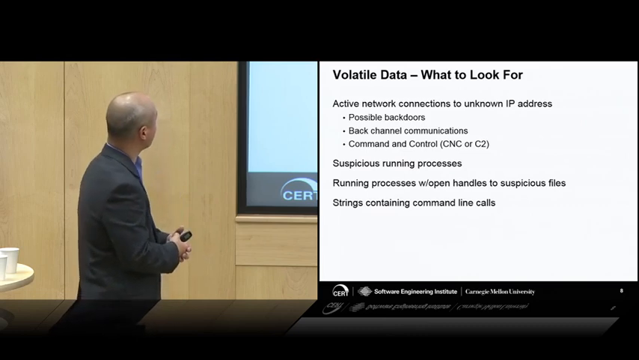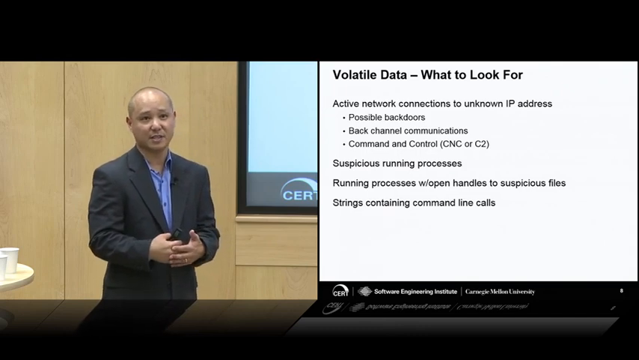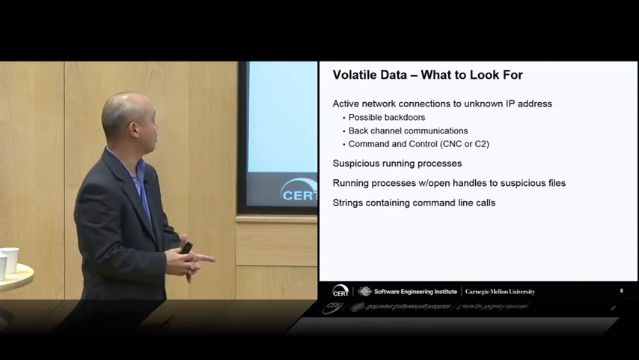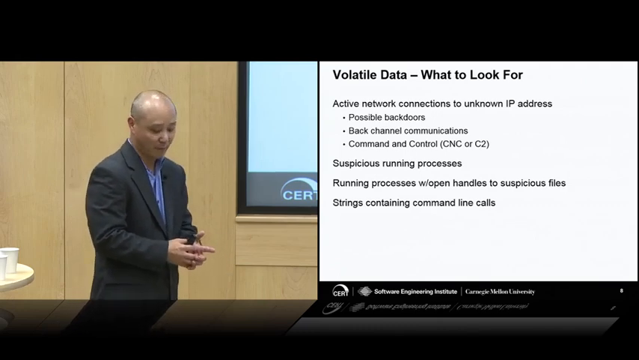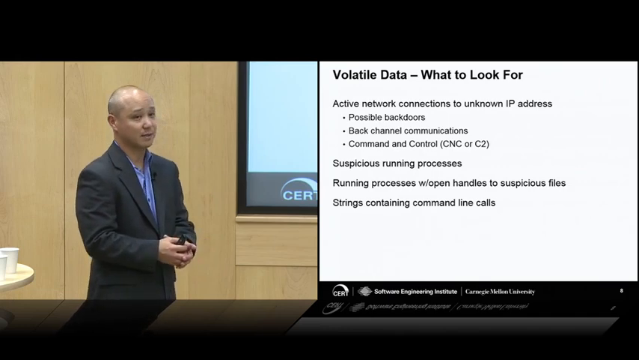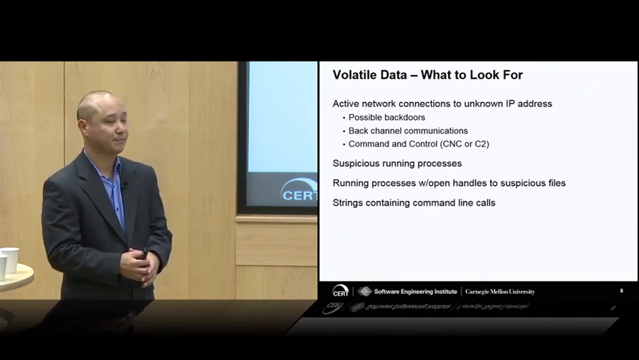And what you're looking for when you talk about volatile data: active network connections to an unknown IP address, right? This could be a possible backdoor or some sort of back channel communication. Or we were talking about botnets. They certainly could be, where they're talking to the command and control server.